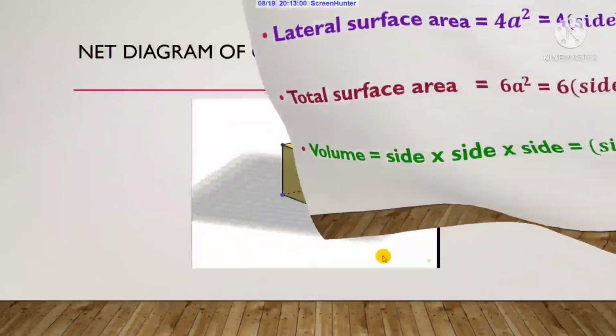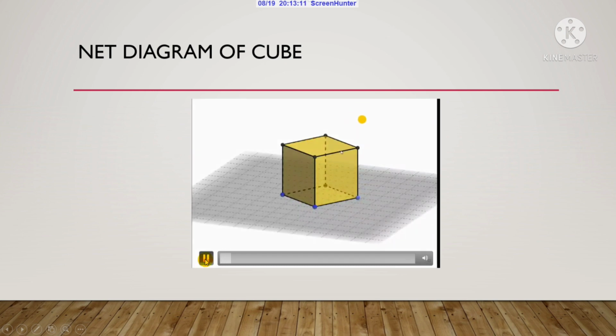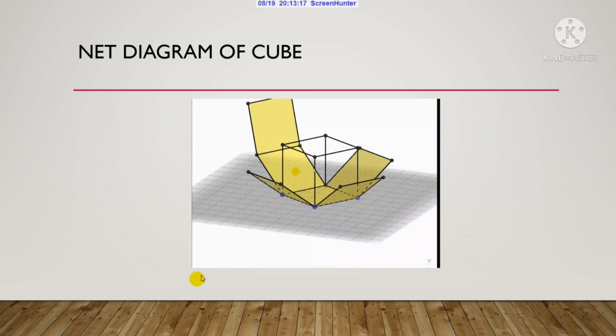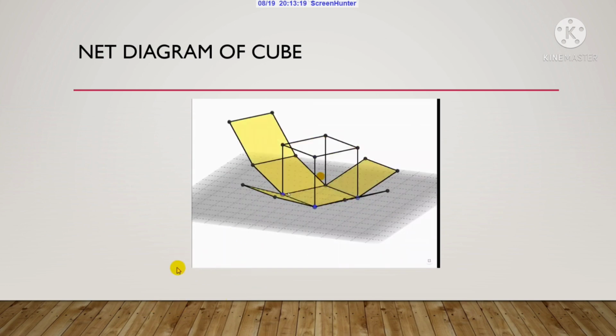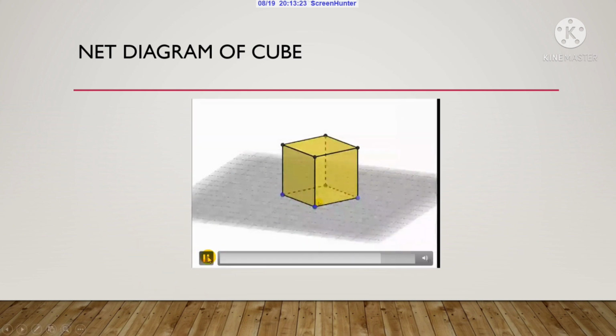Okay. Next, what is a net diagram? A net diagram means if you cut open the cube, how it will look. See this figure. If you cut and open, it will look like this. This is called a net diagram. That means through this we can prepare a cube.